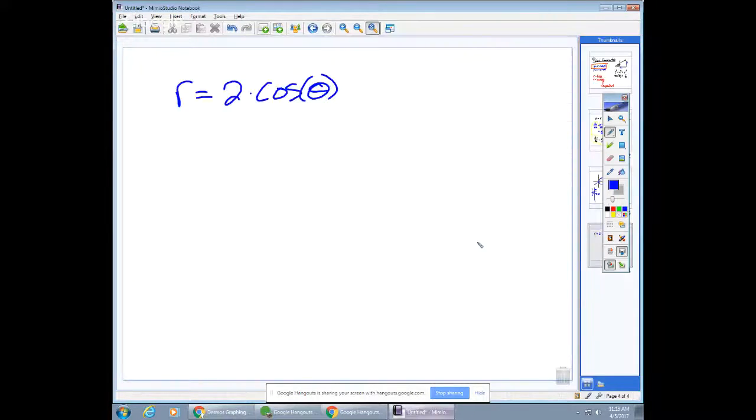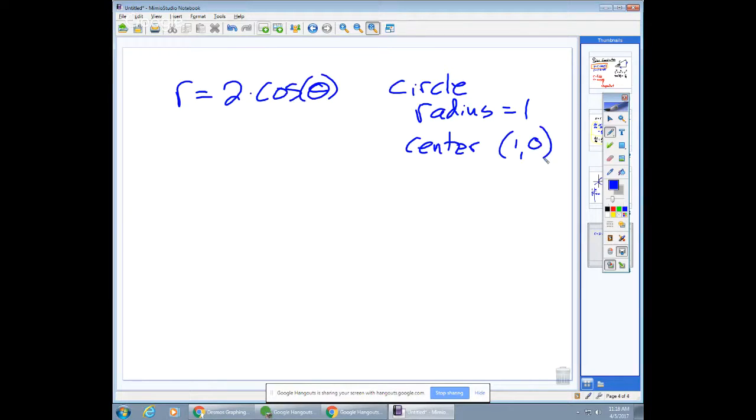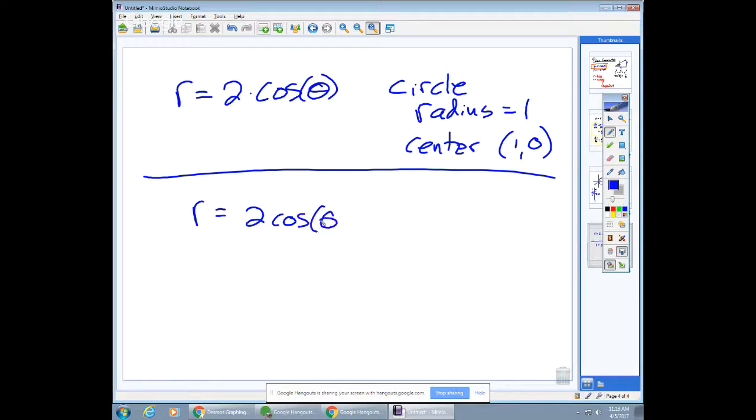Let's do a quick graph of this. Let's see, we looked at that graph. That would be just a circle, radius 1, center got stretched over to 1, 0 in polar. Now we're going to take a look at r equals twice the cosine of theta. So if you have the polar graphing paper I gave you the other day, whip that out. You're going to need it here.